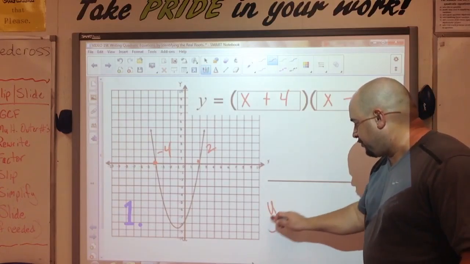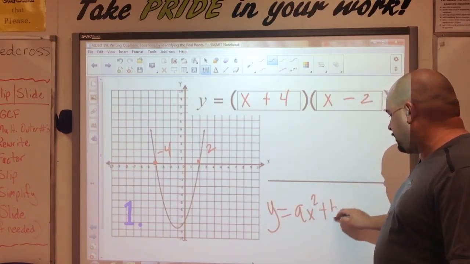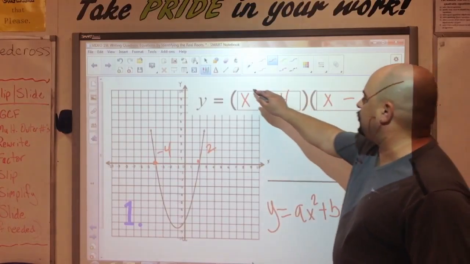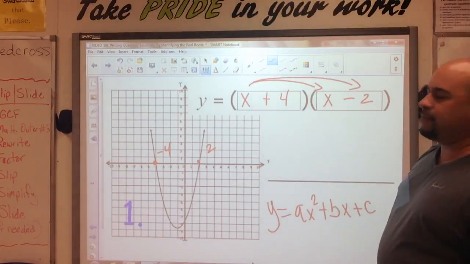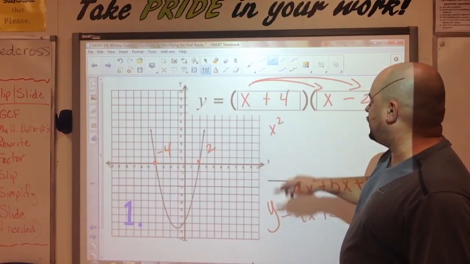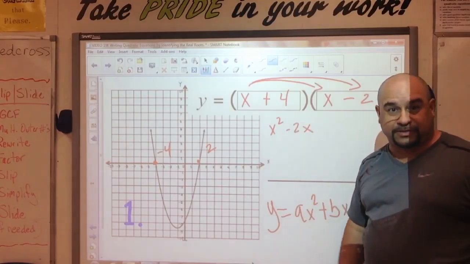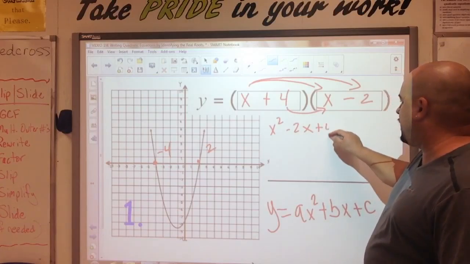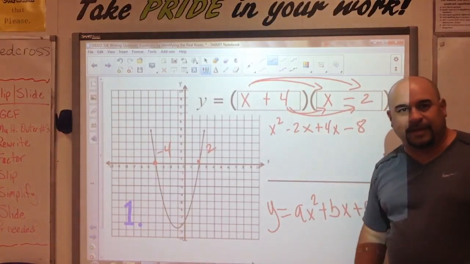If you remember, the quadratic equation is ax squared plus bx plus c. So in this case, we're going to go back to what we did in Unit 9, I believe, which was FOIL. So you do the x times the x, and you get x squared. X times the -2, and you get -2x. And then you get the 4 times x, which is 4x, and the 4 times -2, and you get -8.